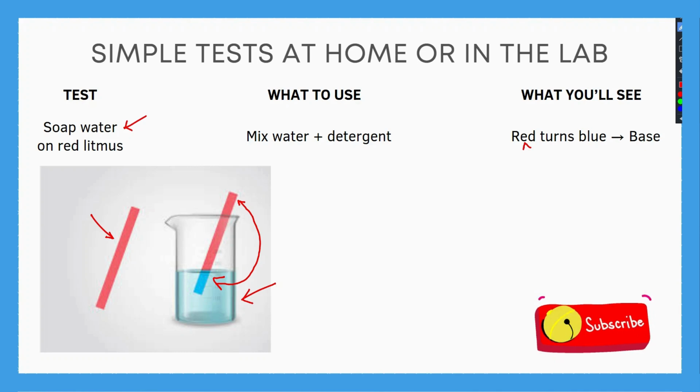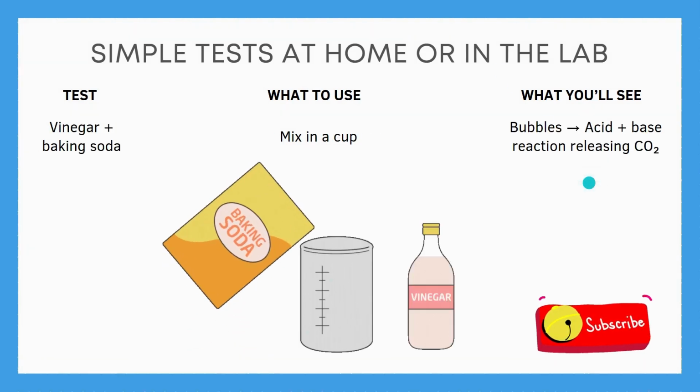When there is a color change from red all the way to blue using litmus paper, it tells you that that substance is a base. That is another test that you can carry out in your home using litmus paper.